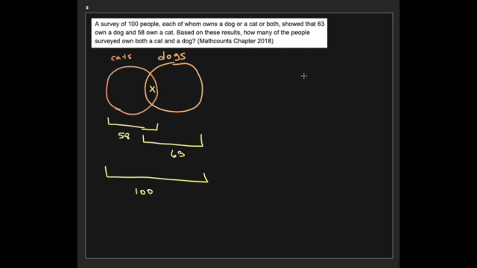So to solve this problem, we can write an equation which would be equal to 100. The equation would be 63 plus 58, and then minus the intersection, because that's the overlap, which would equal 100, and we can just use simple algebra to solve this. So that would be 121 minus x equals 100, and x would be 21. So the intersection between both of them would be 21, which means 21 people have both cats and dogs.